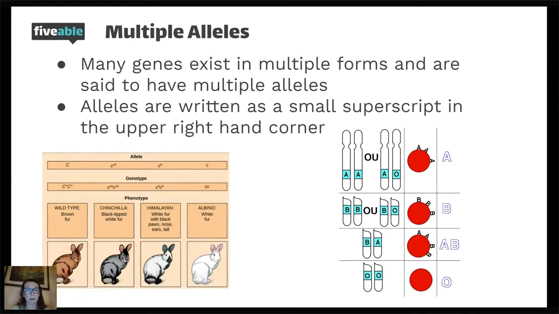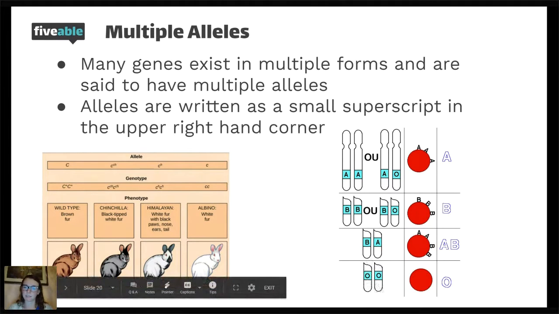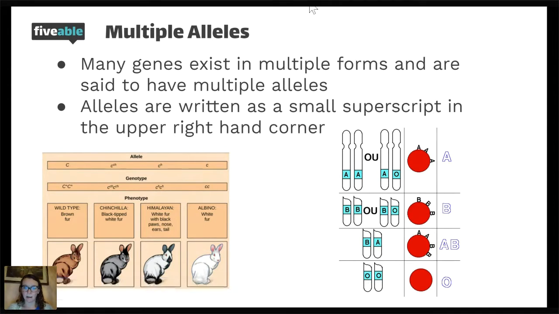Okay, so if you have type O blood, you have to have two O alleles because it is recessive, and that's what you need to have the recessive phenotype. So that's how I know I have type A. I have type A blood, but I'm AO because my mom is O. So the only thing she could have given me was an O. Okay, any questions about that?